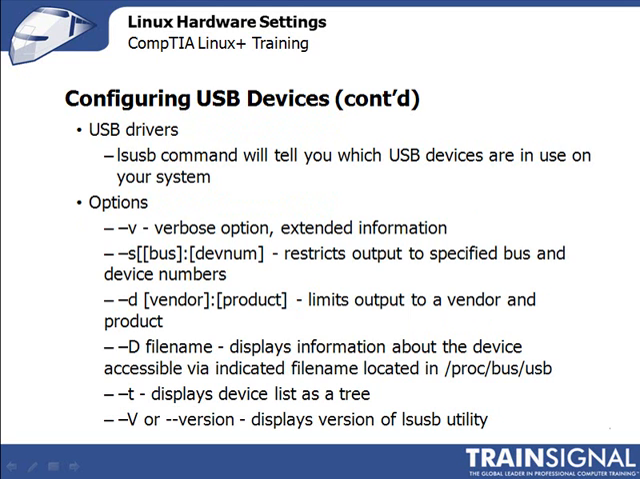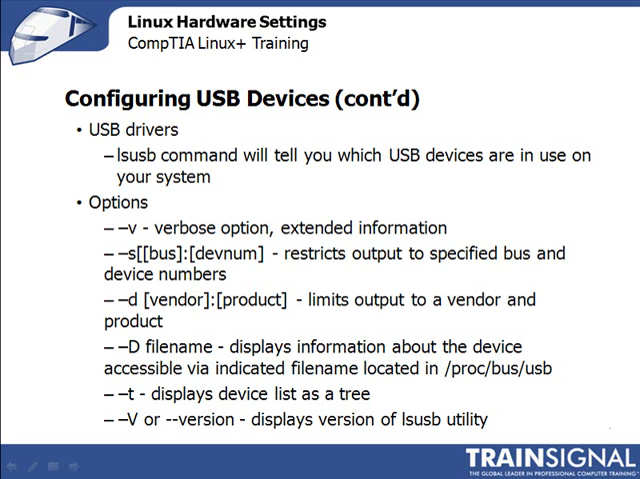The lsusb command will tell you which USB devices are in use on your system, and like other commands, its output can be tweaked using various options. -v you will recognize as the verbose option. -s with the bus and devnum parameters restricts output to specified bus and device numbers. -d with vendor and product parameters limits output to a vendor and a product. -D followed by a file name will display information about the device accessible via the indicated file name located in /proc/bus/usb.